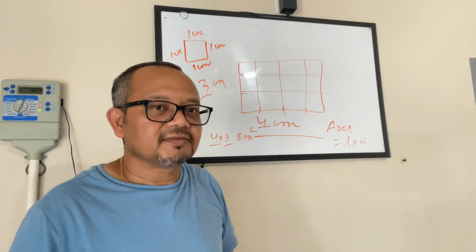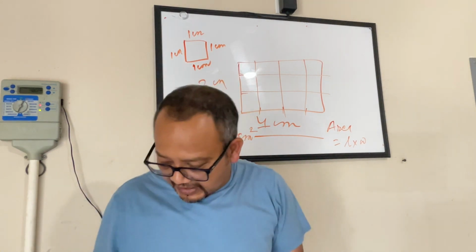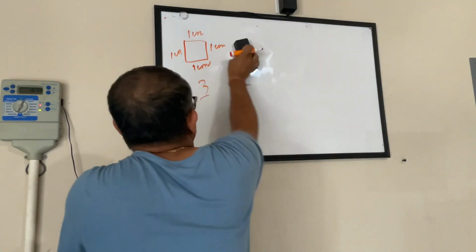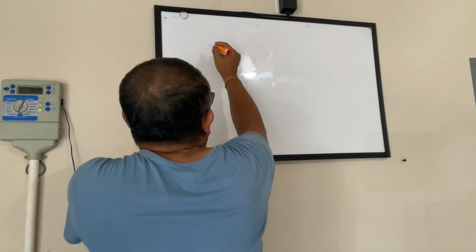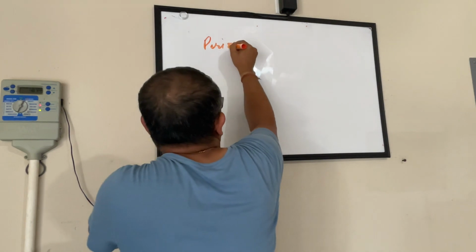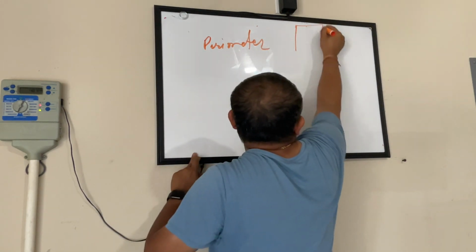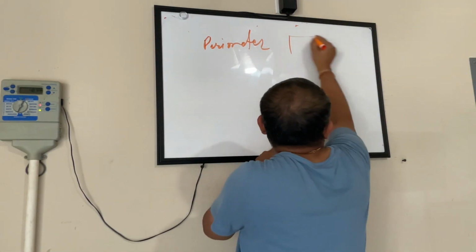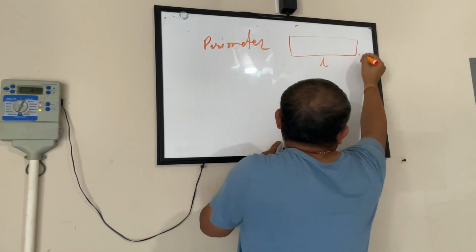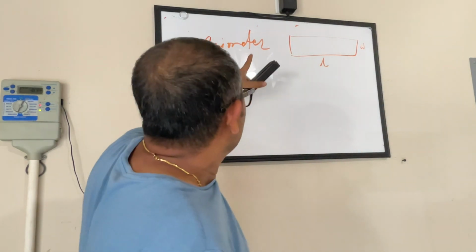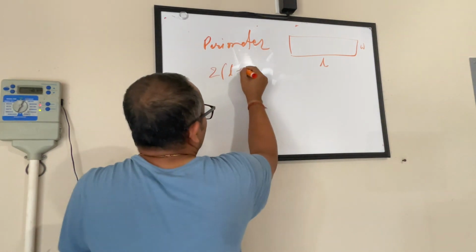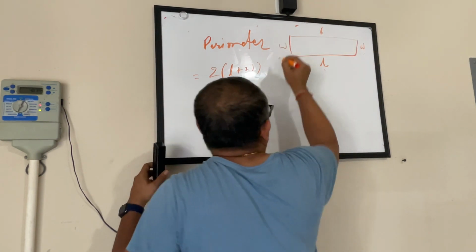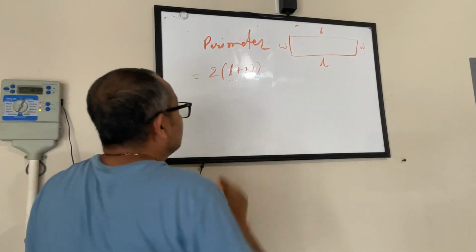Yeah? Yes. Okay. So, in summary, what we have learned right now is this. Perimeter. So we are looking at a rectangle right now. If I have a rectangle with length L and width W, the perimeter is 2 times length plus width. Okay? Length plus this width plus this width. So 2 times length and 2 times width. That is how it is.